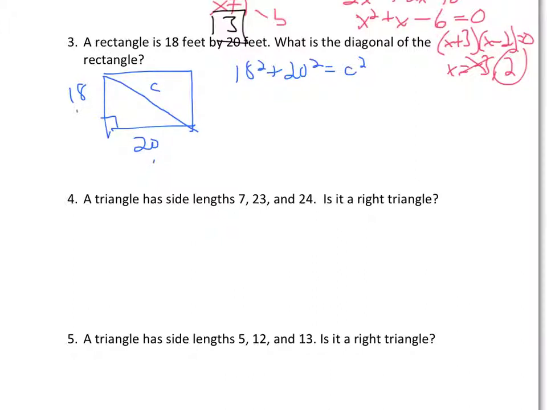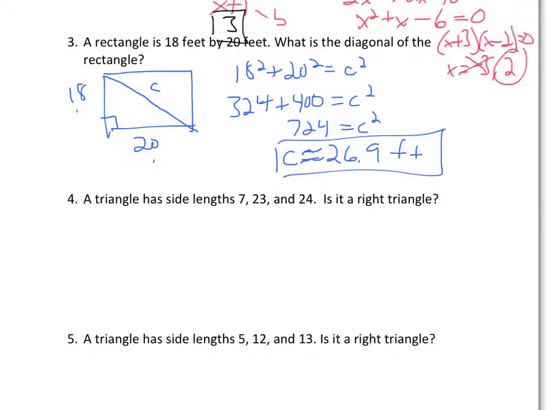So you've got to work these out. We've got 18 squared is 324. 20 squared is 400 and equals C squared. So add them up and we'll have 724 equals C squared. Take the square root of that, and C is approximately 26.9 feet. Okay, so that's the length of the diagonal.